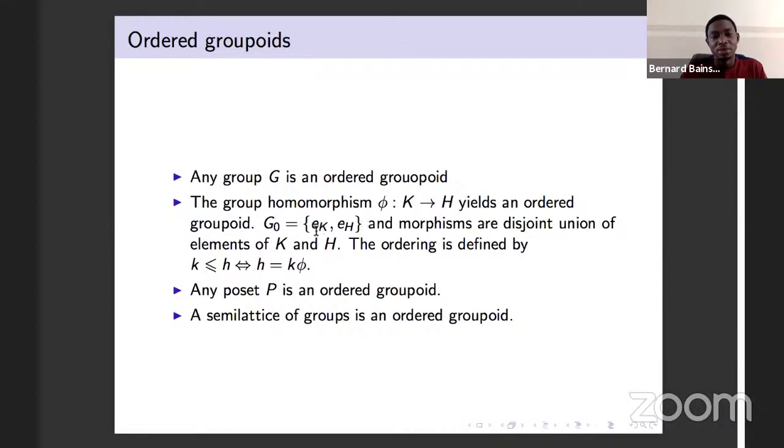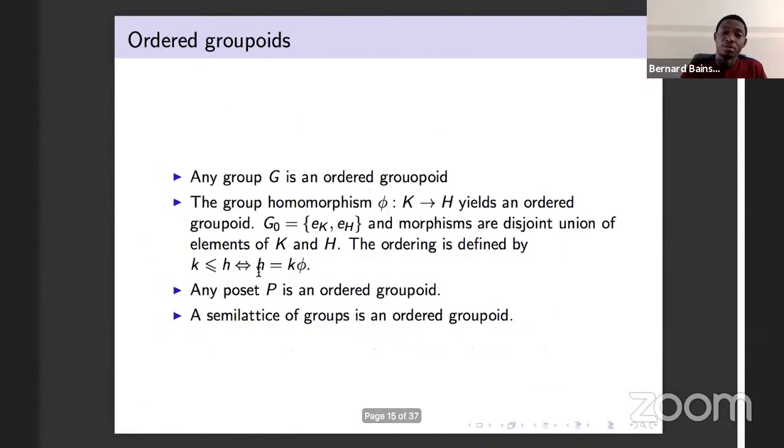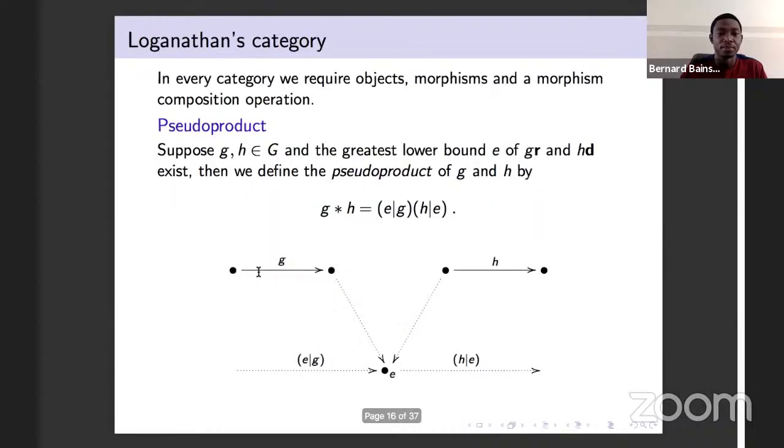And the order that we will have is that we will say that K is less than or equal to H, provided that the image of K is H. And if you go through a simple verification, you will notice that all these conditions will be satisfied. So ordered groupoids arise in practice, and it's in line that we are looking at the extensions of these classes of objects.